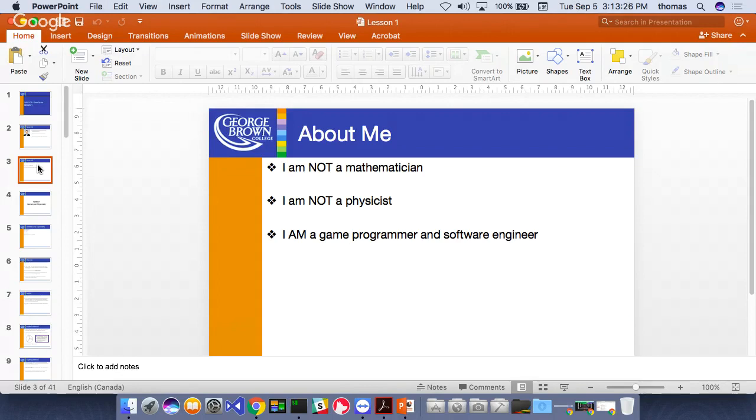Is this a physics game engine kind of class? Absolutely not. I'm preparing you for what's going to happen later on, where there is an actual physics engine building class altogether in another semester. That's not this program. So here we're just talking about the math to get you by, and let's go over a little bit of the outline of what we're going to be talking about this semester.